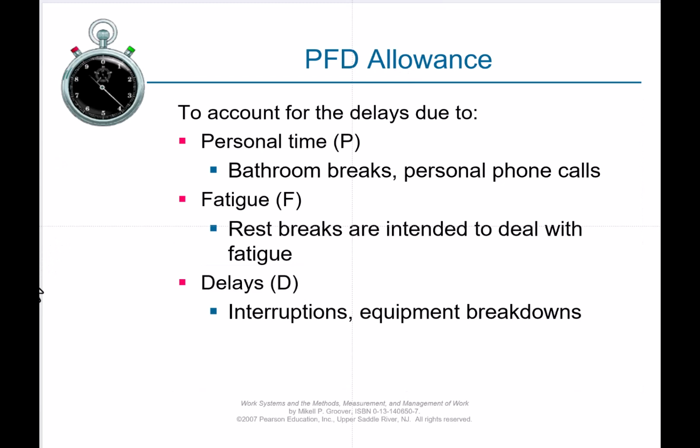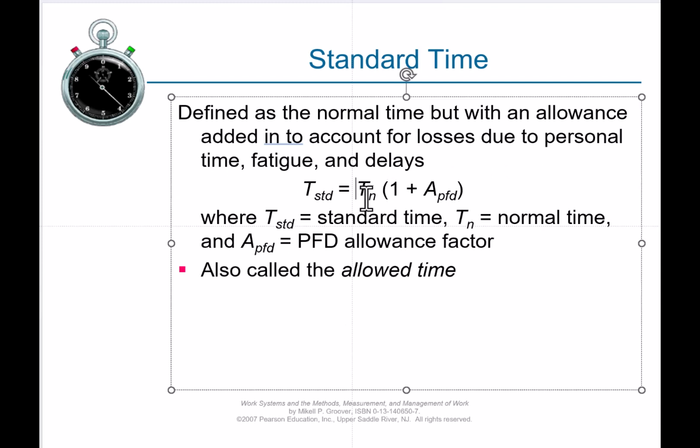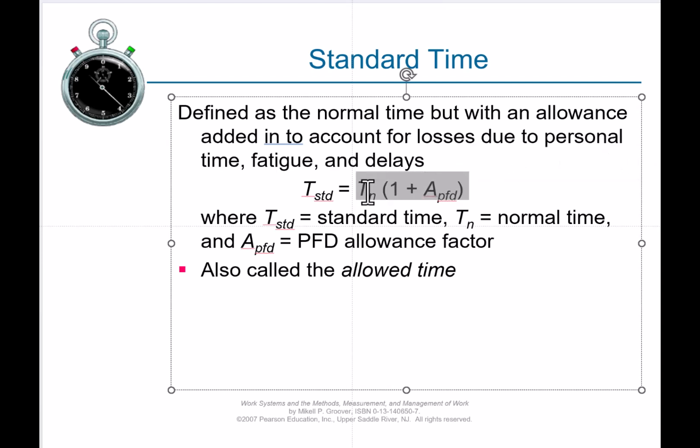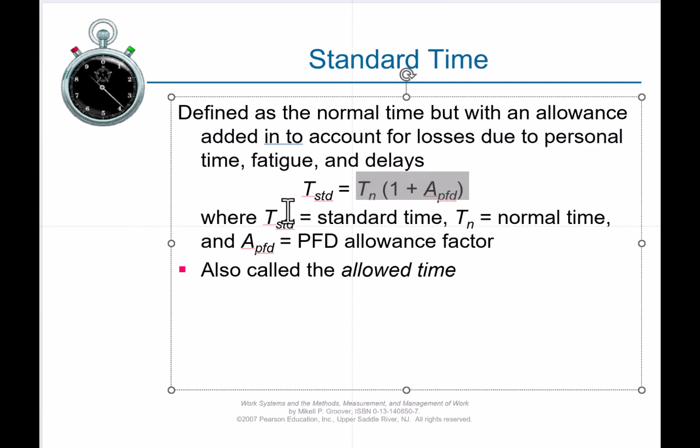So for that, let's go to an example, and this is the formula. For the normal time, again, we're going to add an allowance. So the standard time is equal to the normal time multiplied by, this means the parenthesis, the allowance factor. Okay, so PFD stands for personal, fatigue, and delays.